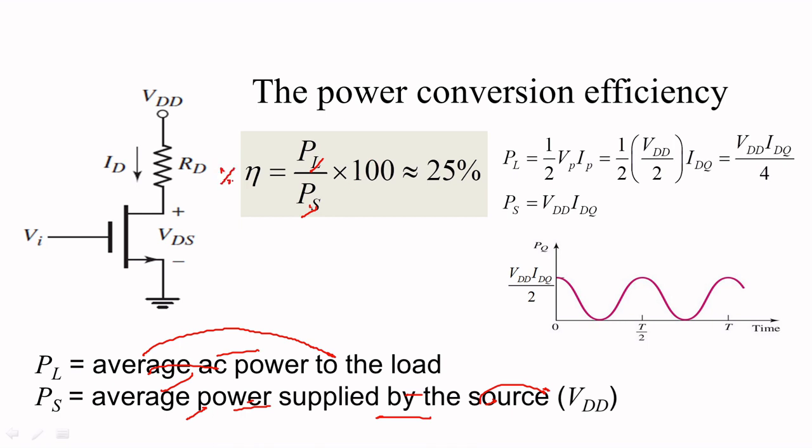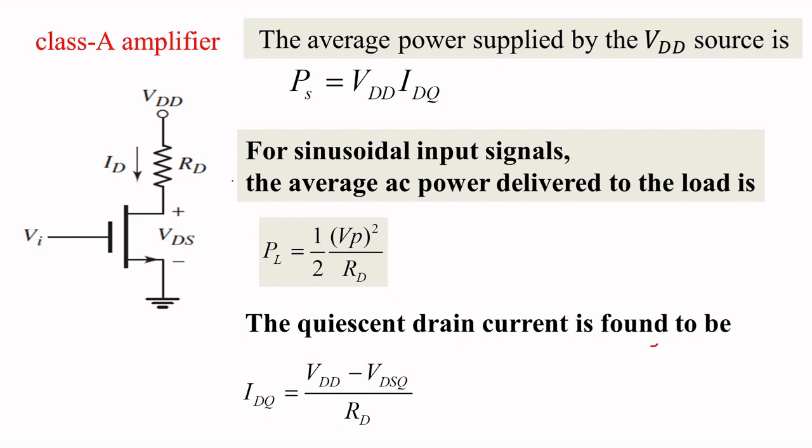So first we will see what your PS is. The PS is your average power supplied by your VDD. So what you will get is VDD into IDQ. That is the product of your applied voltage into your quiescent current. So that is your source power formula, VDD into IDQ.